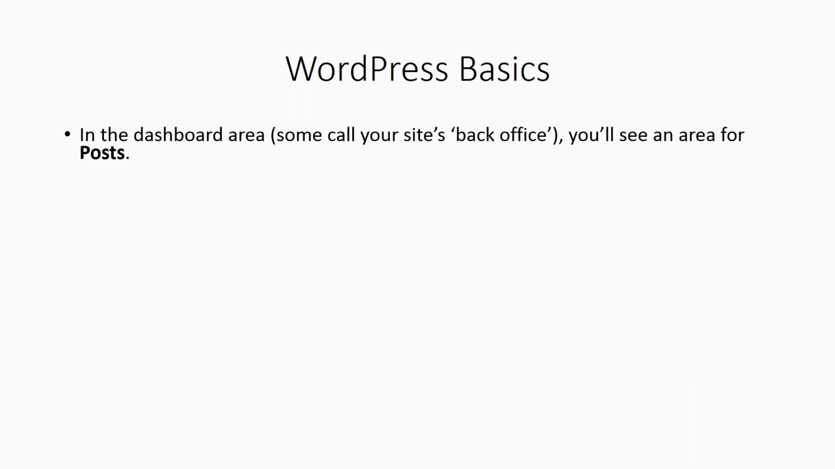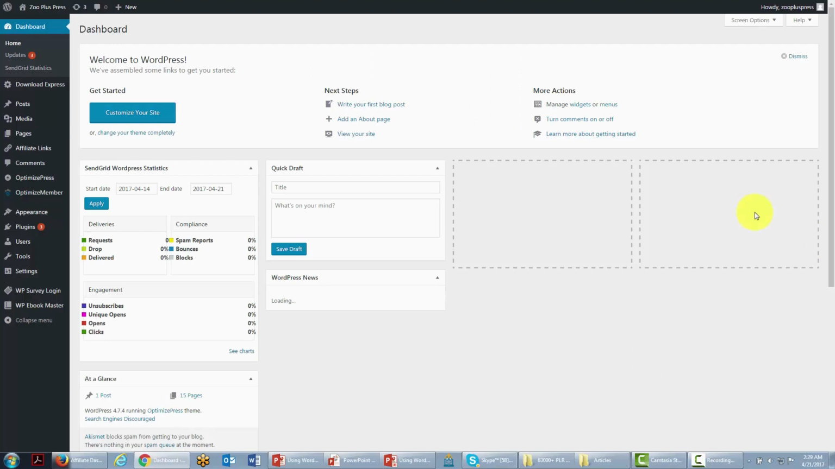Now in the dashboard area, that some people call your site's back office, you'll see an area for posts. And in your dashboard area, you'll see it on the left-hand side menu. If you hover over it, you'll see that the posting section has all posts, add new posts, categories, and tags within the sub menu.